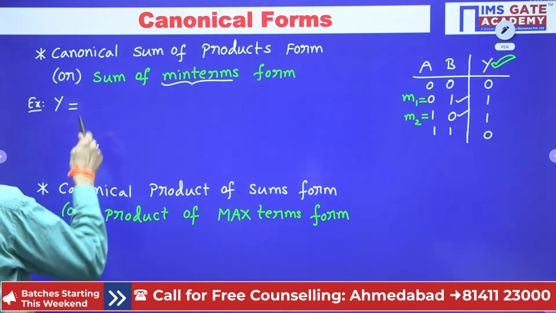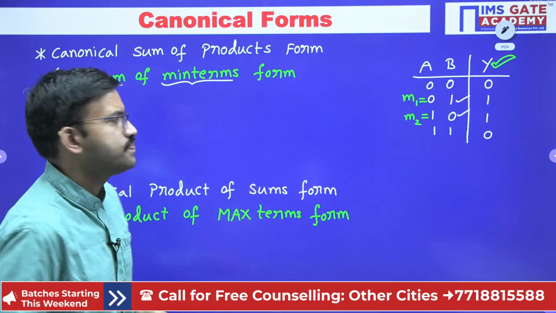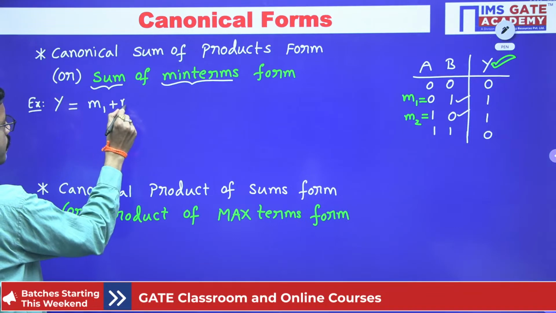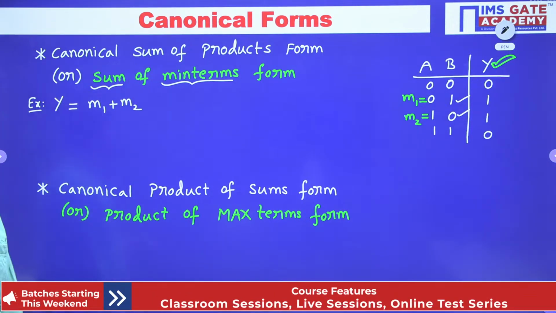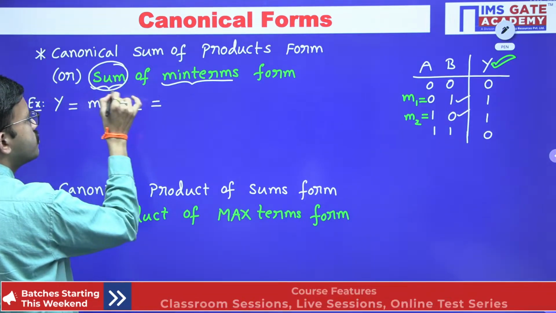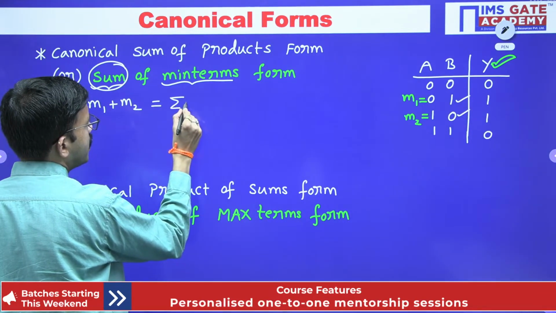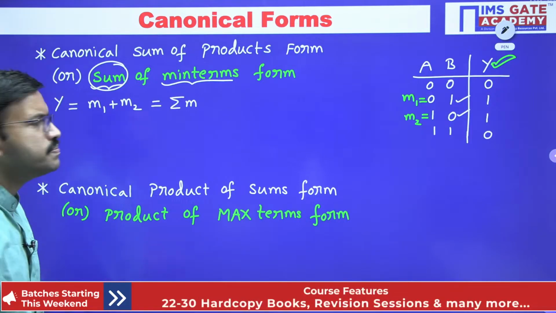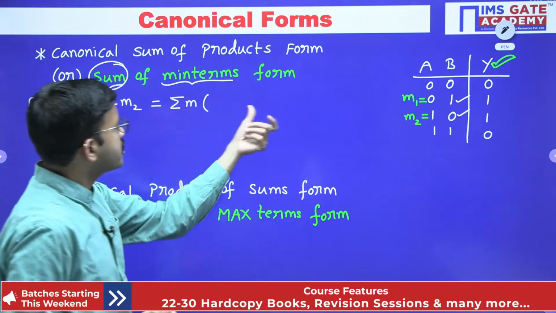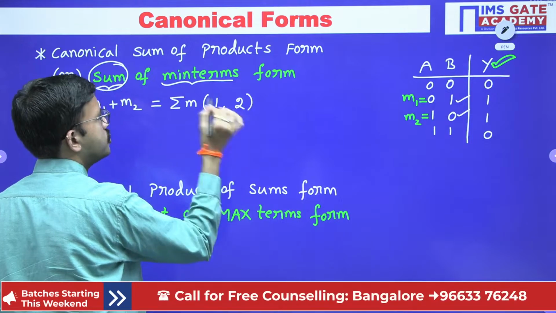Now what we have to do? We have to perform sum or addition of those minterms. So y equal to m1 plus m2. Regarding sum, you can use one mathematical symbol, that is sigma. Sigma stands for sum, and small m stands for minterm. After that, whatever the minterm numbers you got, you can mention those numbers here. 1 and 2, right? So 1 comma 2. Like this you can represent.